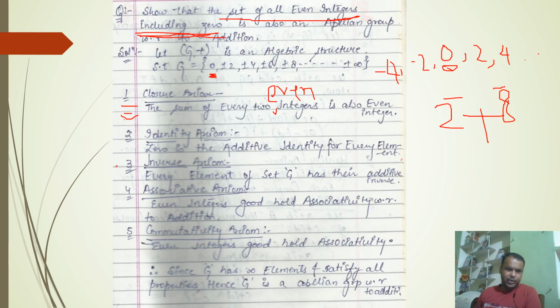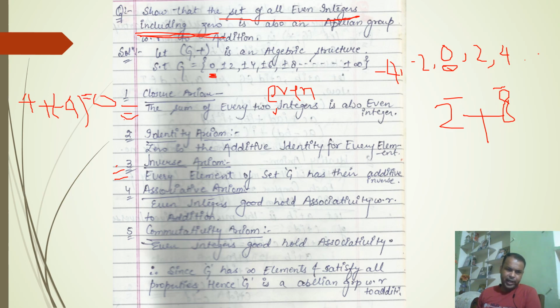Now for the third case, the inverse axiom. Let us take any positive even integer. Suppose I take 4. What must be added to 4 to get 0? It is obvious that we have to add -4, so 4 plus -4 will be equal to 0.